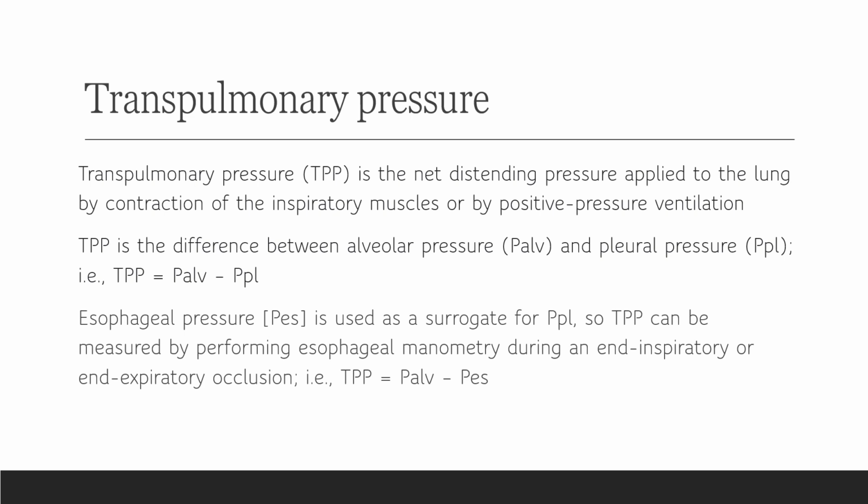Transpulmonary pressure by definition is the net distending pressure, or the pressure needed to keep the lung open, and it is the difference between alveolar pressure and pleural pressure.